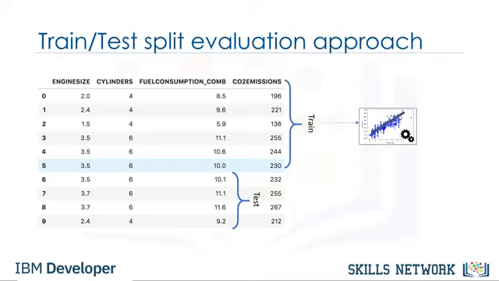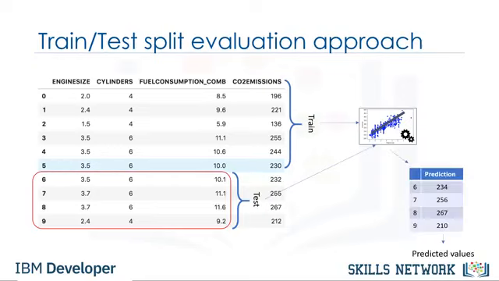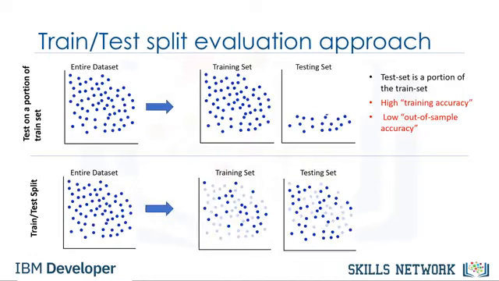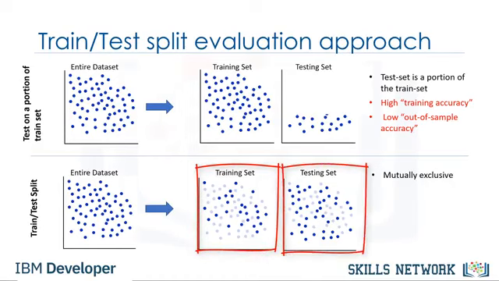The model is built on the training set. Then the test feature set is passed to the model for prediction. And finally, the predicted values for the test set are compared with the actual values of the testing set. This second evaluation approach is called train-test-split. Train-test-split involves splitting the dataset into training and testing sets, respectively, which are mutually exclusive, after which you train with the training set and test with the testing set.